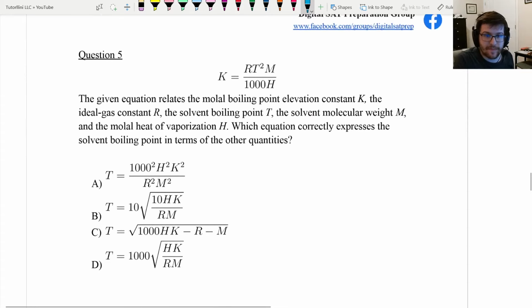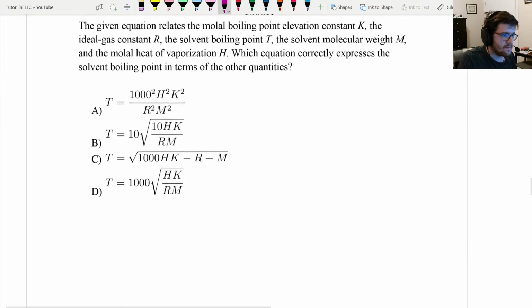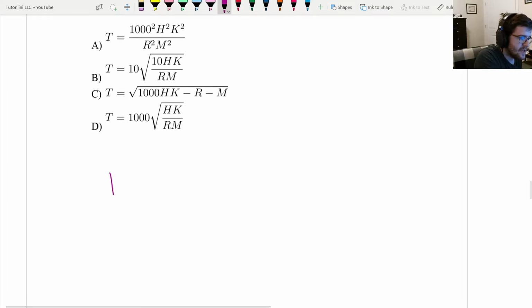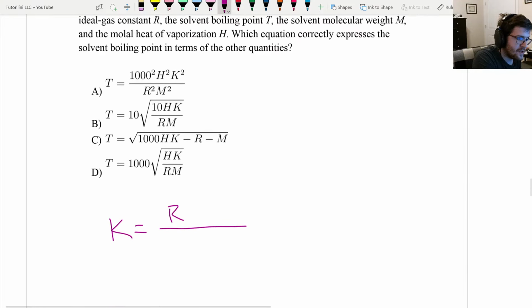Okay, this is a literal equation. And I tried very hard, guys. I think this is a real equation based on molal boiling point elevation. So first, let me rewrite the equation because I don't think this space over here is enough. So I'm going to rewrite the equation maybe down here. So K equals... And these take a ton of practice, guys. You can't just get good at these overnight.